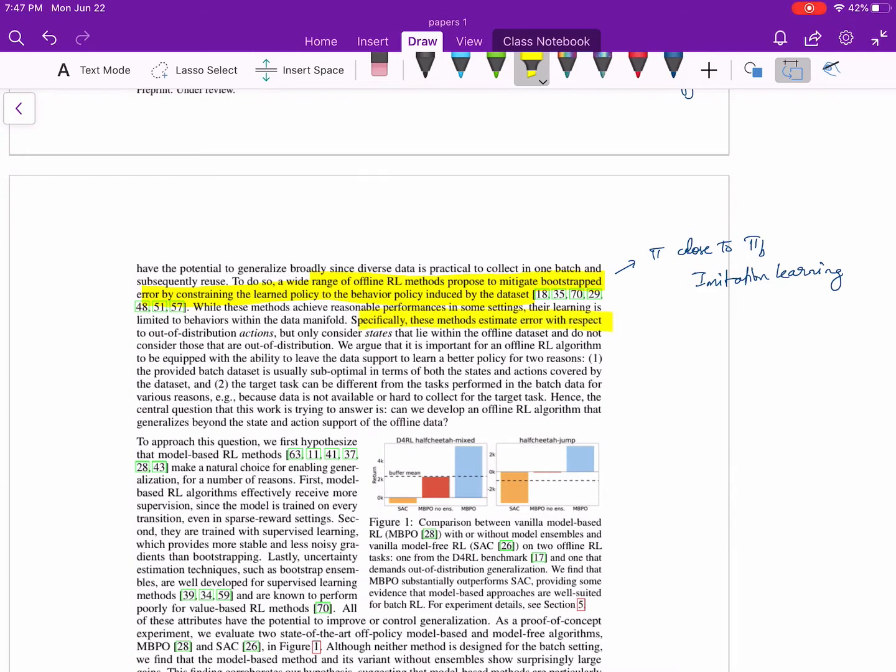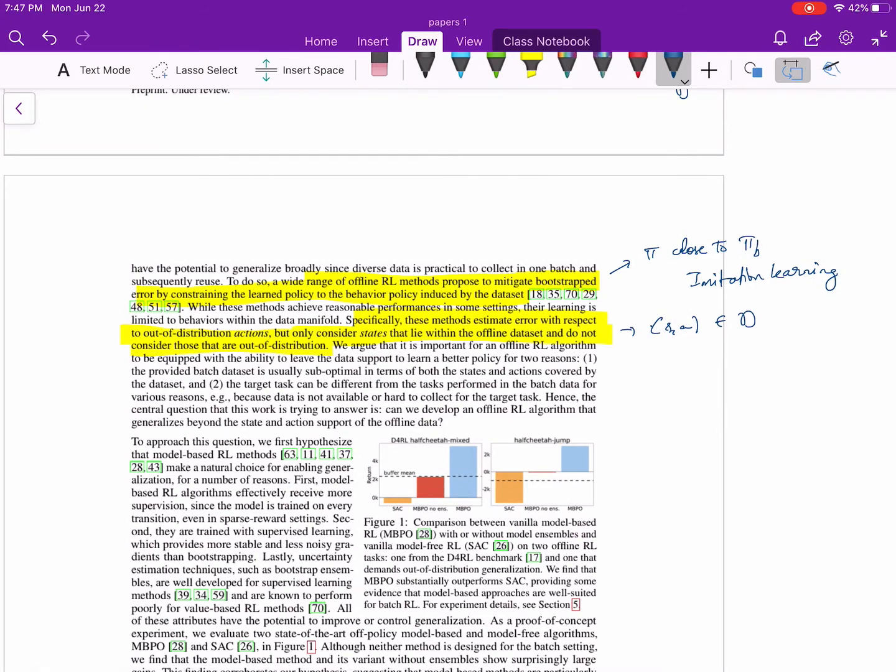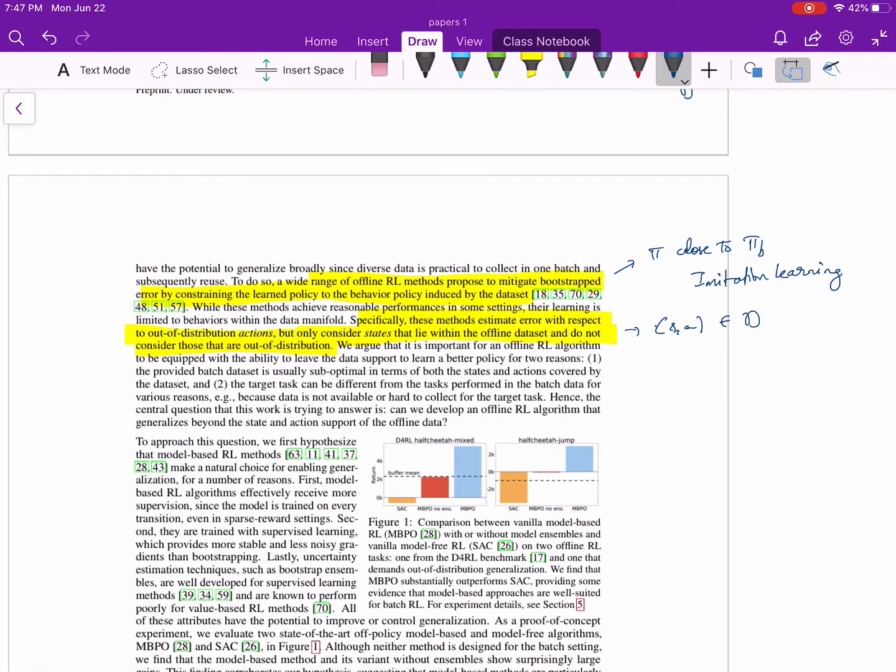Specifically, these methods estimate error with respect to out-of-distribution actions, but do not consider out-of-distribution states. So it's like they only look at state-action pairs which are in the data set, and they don't actually look outside of this region. So yeah, this might be very limited to this behavioral policy space.